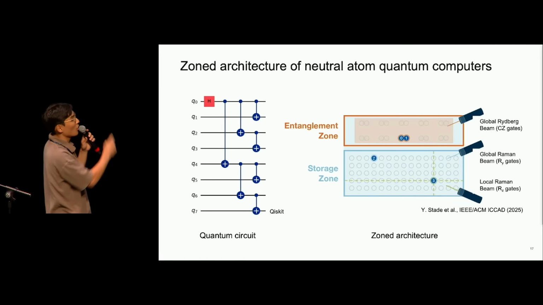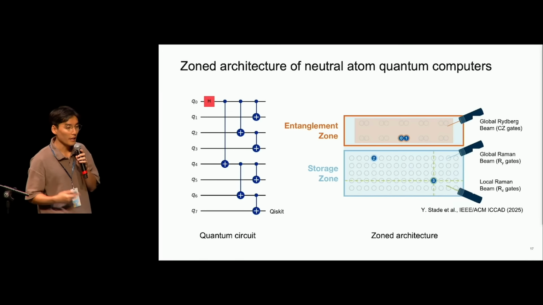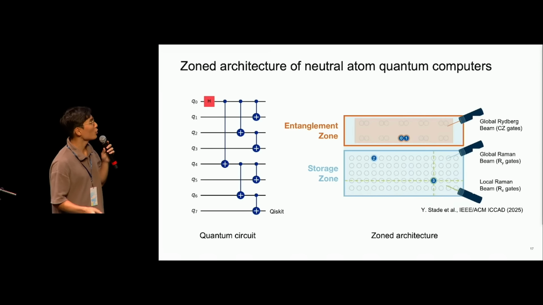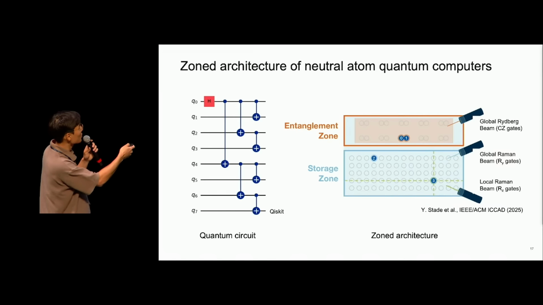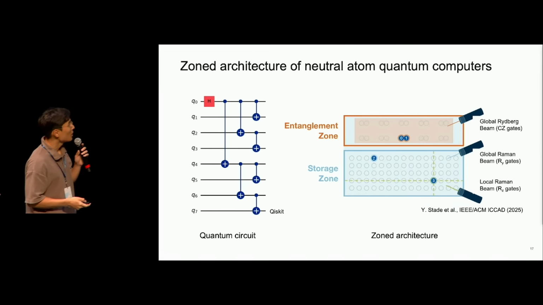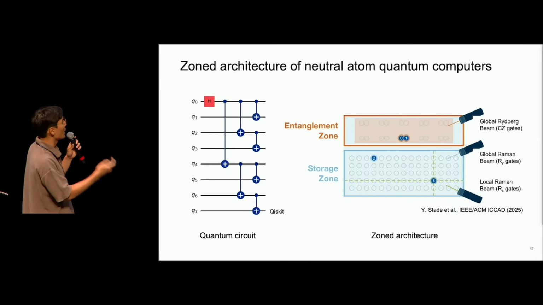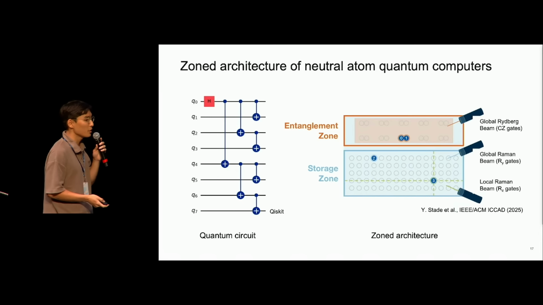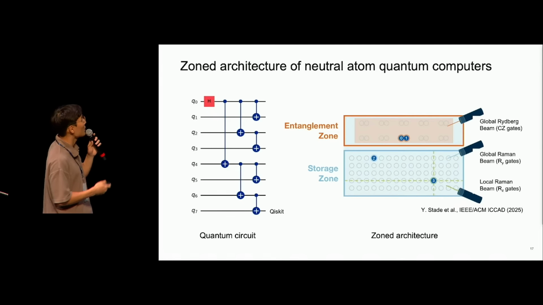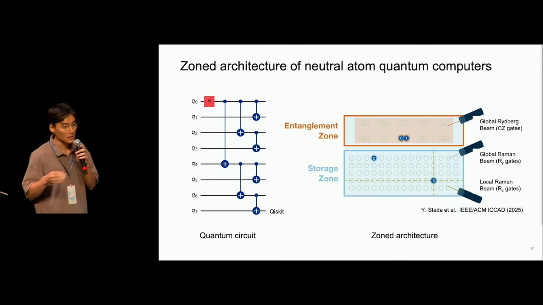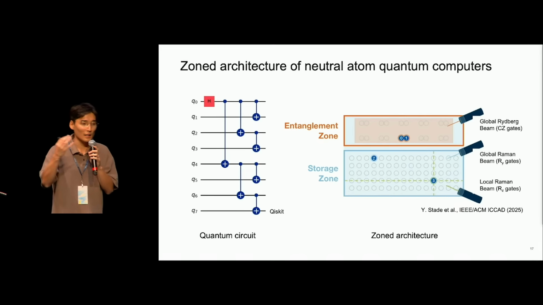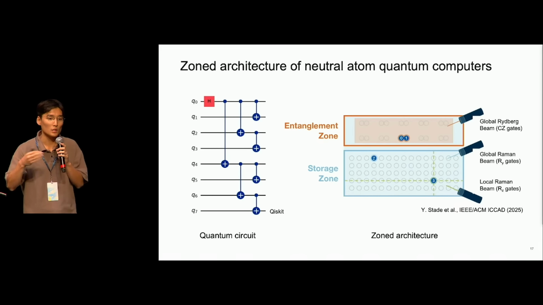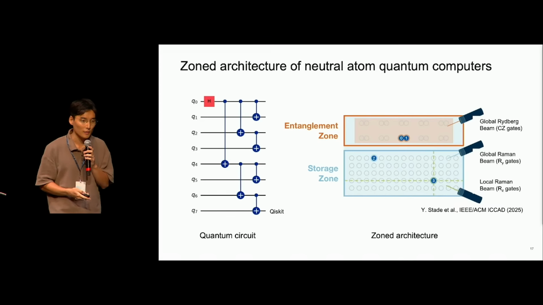The blue ones are called entangling gates, and they are performed by putting two qubit atoms close together in the entanglement zone. So to perform a quantum circuit in the zoned architecture neutral atom quantum computer, you first need to allocate these qubit atoms in the slots of the storage zone, and then you shuttle the atoms in and out of the entanglement zone so that you can perform the entangling gates.